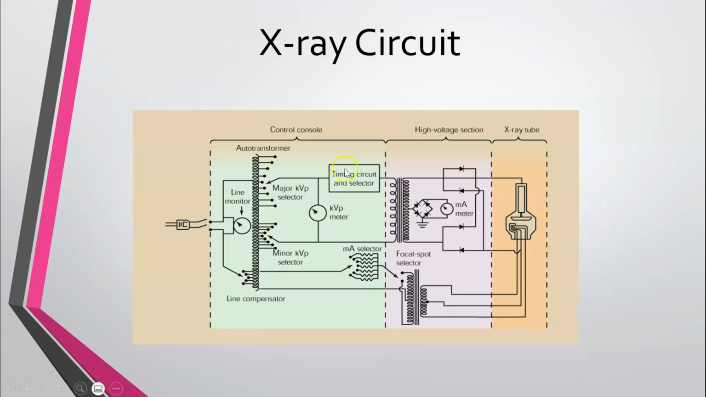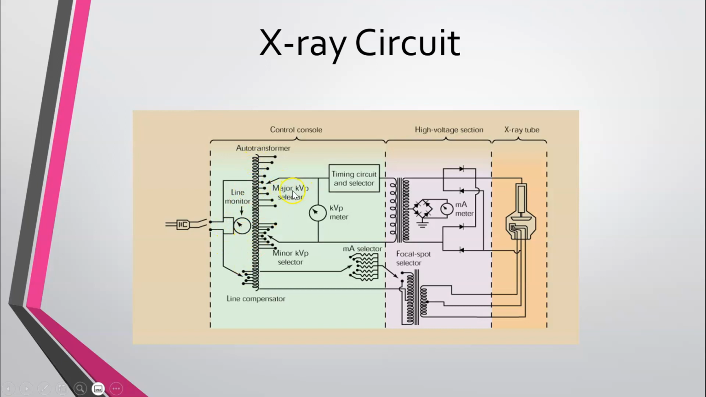We have here our control console right here. We have our high voltage section, our X-ray tube. So in our control console, we have our incoming line current, right? We have a timer, our line monitor to make sure that the incoming line current is where it needs to be. We have an auto transformer.